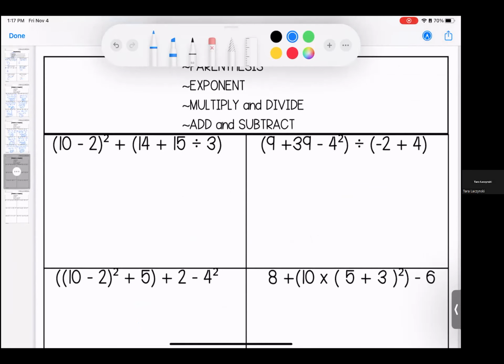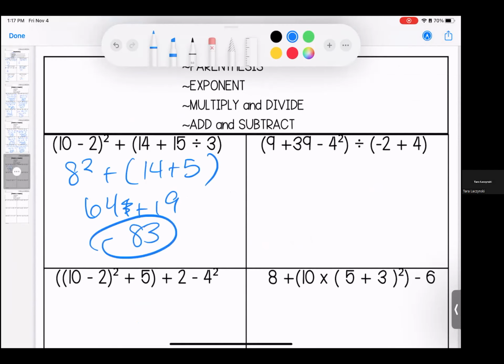All right, loves. 10 minus 2 is 8. Bring your square. 15 divided by 3 is 5. 14 plus 5 in our parentheses is 19. 8 squared, 8 times 8 is 64. Add these together, we get 83.